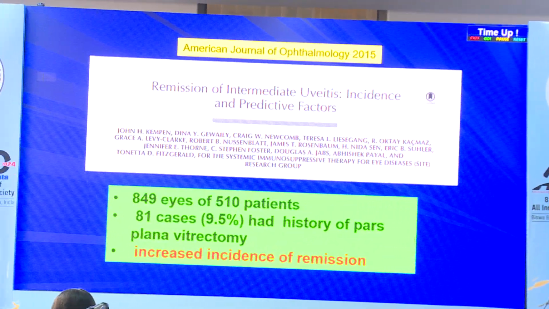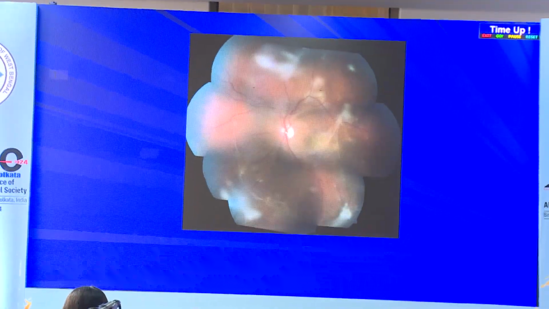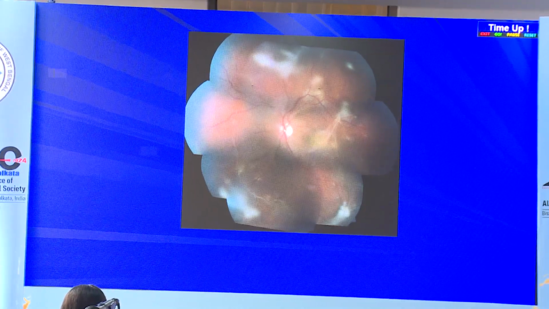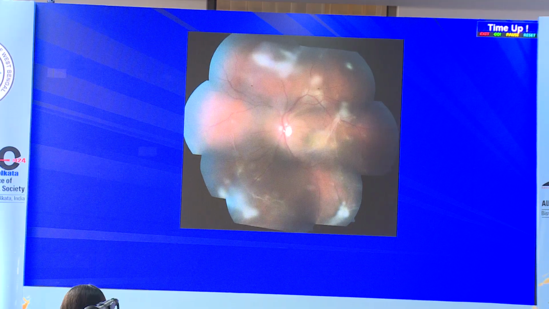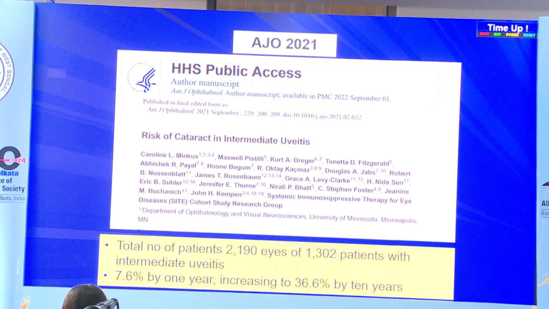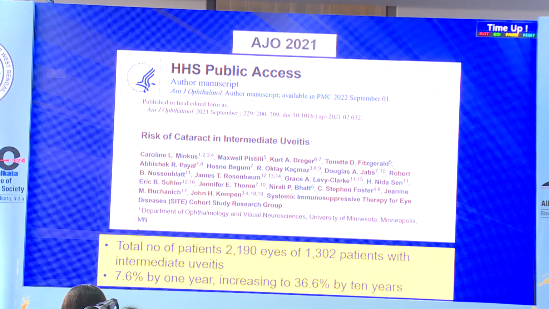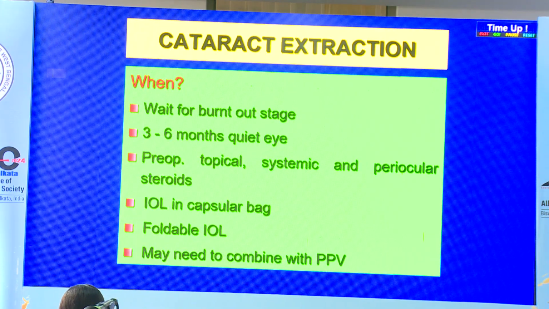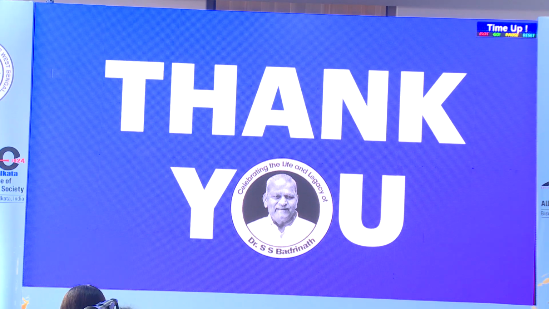Vitrectomy found to be effective when there is a recalcitrant uveitis. This is one of the cases where there is a dense vitreous opacity with exudates, and here vitrectomy will work out well. Complicated cataract can occur in 7.8% at 1 year, increasing to 36.6% at 10 years. When do you operate? Wait at least 3 to 6 months, best for the burnt out stage, preoperative topical, systemic and periocular steroid, IOL in the capsular bag, foldable lens. In case of hypotony, you may need to combine with pars plana vitrectomy.